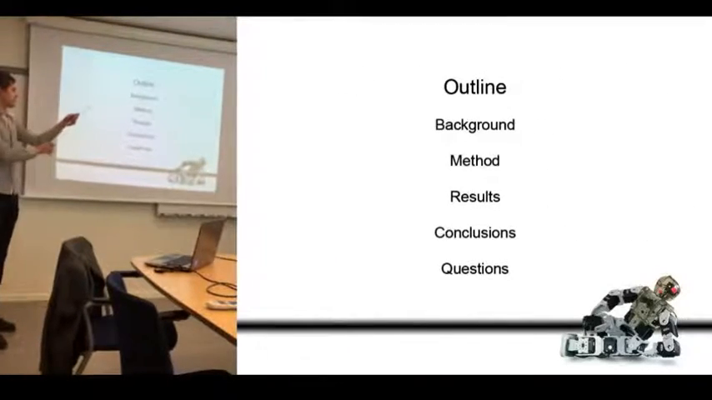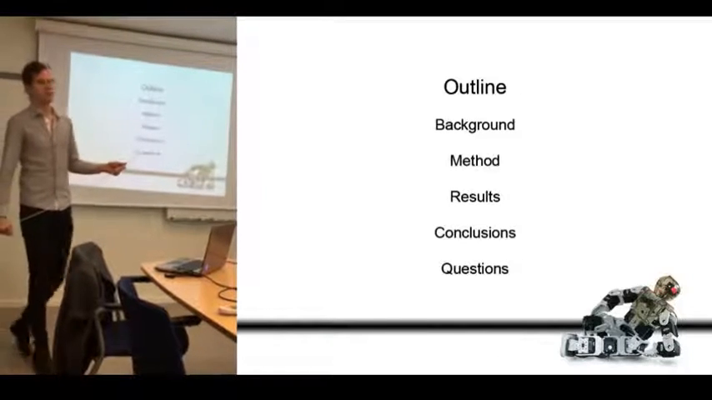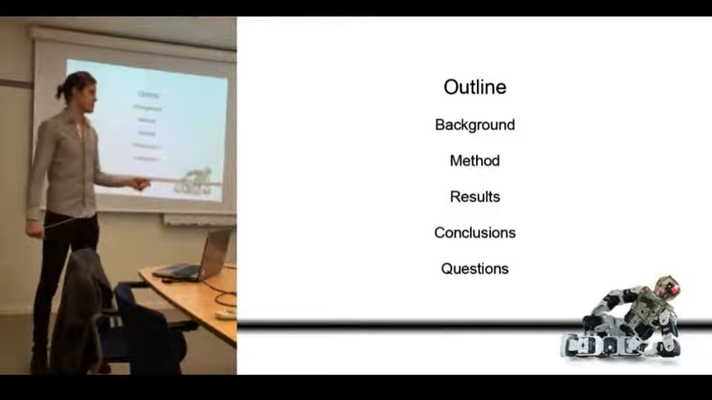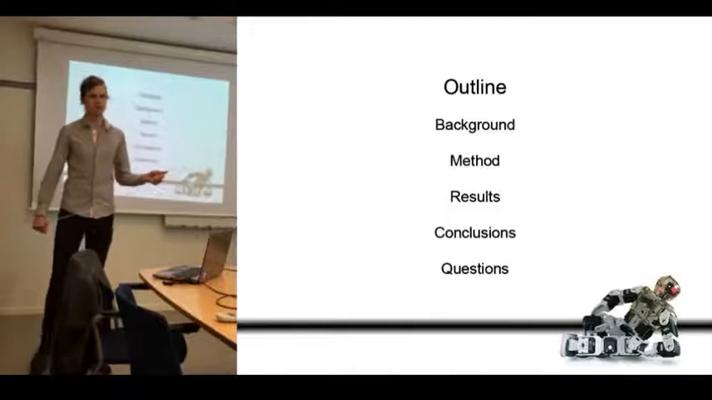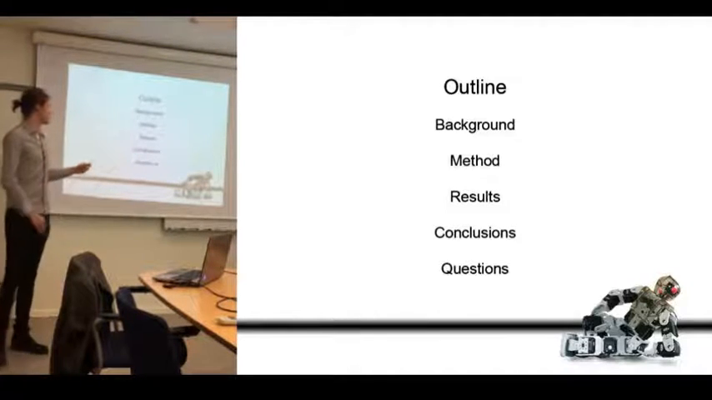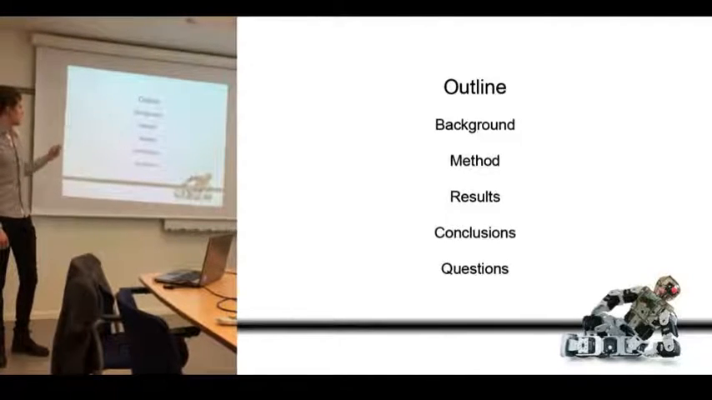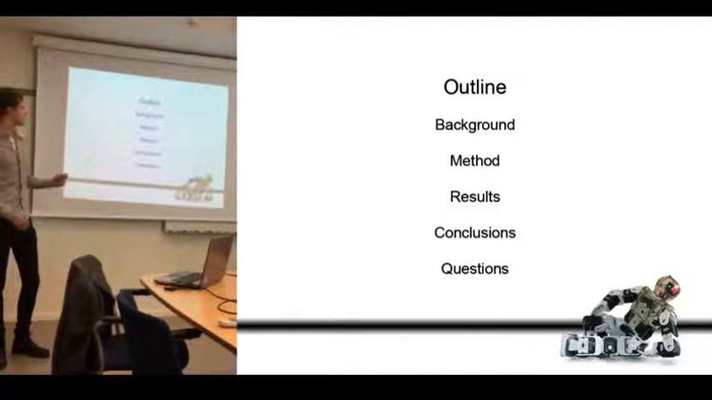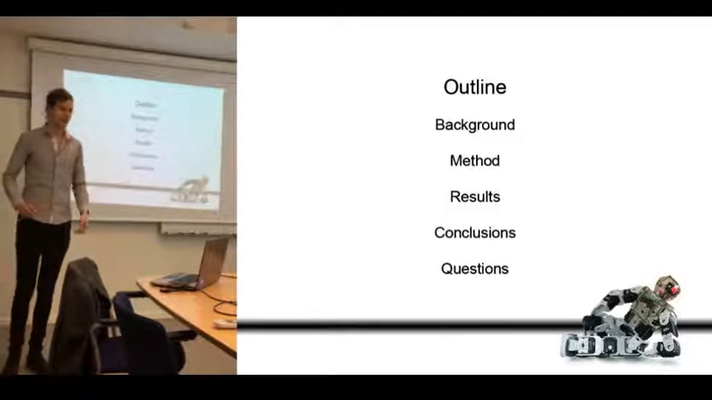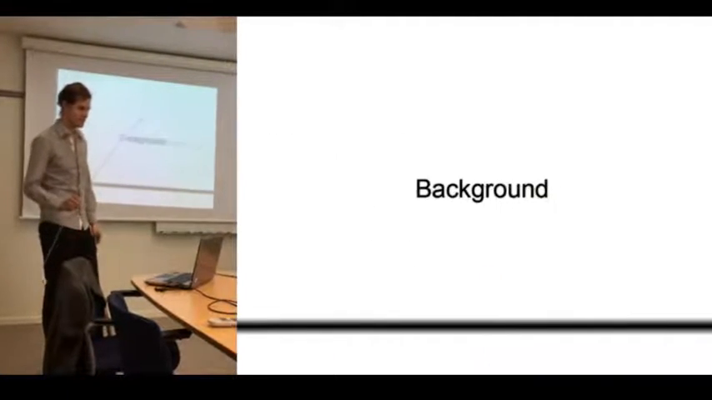Alright, we will begin with the background, where I will talk shortly about why one would want self-organizing robots, and also a little bit about reinforcement learning, which is the main method I have been using to accomplish this. And then I will talk about my method, how I developed it, and what the key components are. And then we will see some results and some conclusions, and then there will be questions, and my opponent will be able to ask some questions. Alright, background.